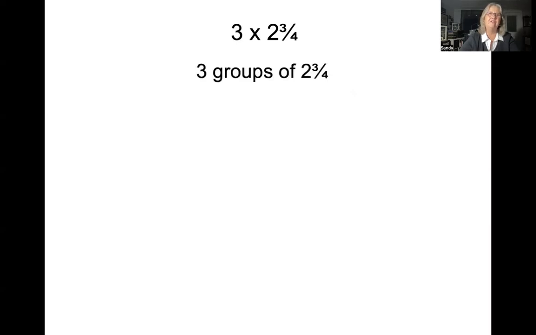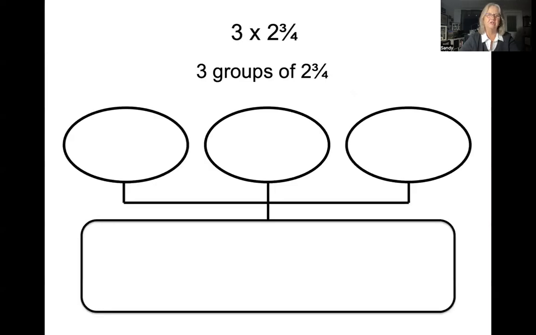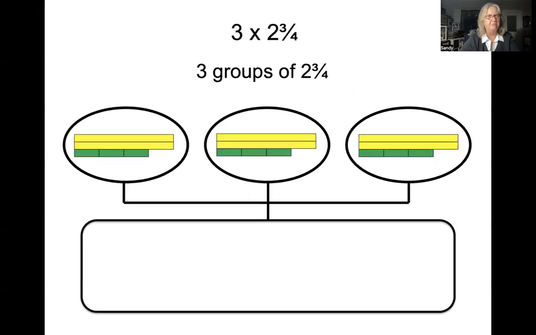See, what do I have? I have 3 groups of 2 3/4. I can use this equal grouping chart again, and this would be a fraction kit model where we make fraction kits with your child. They might use construction paper. Notice how I'm not labeling my pieces.